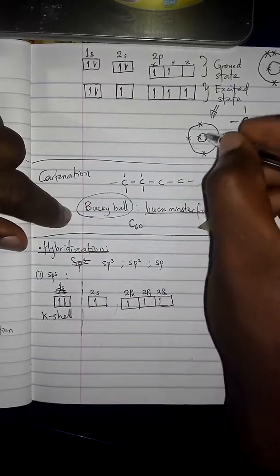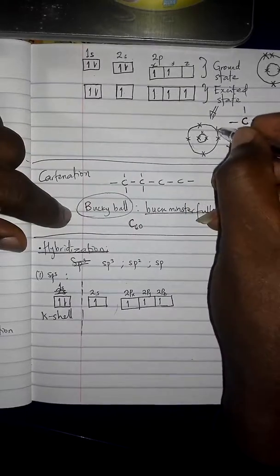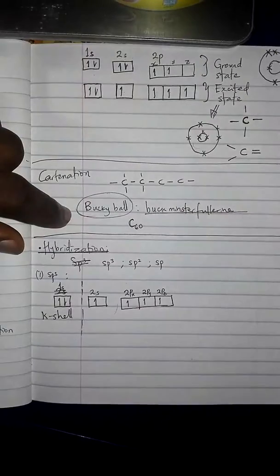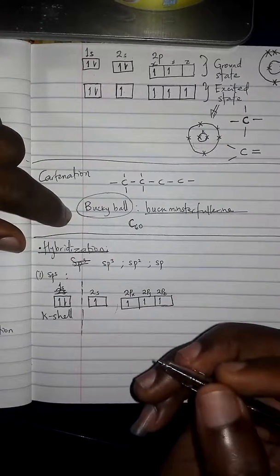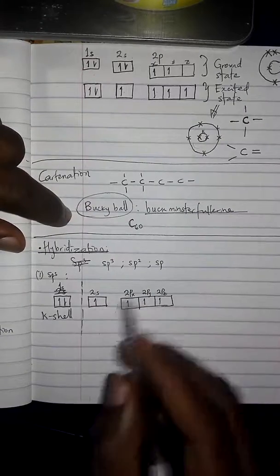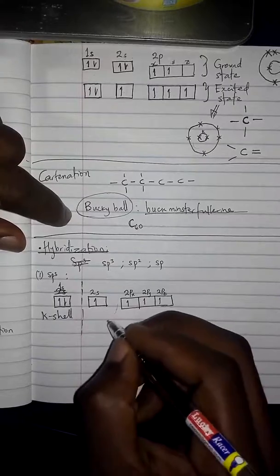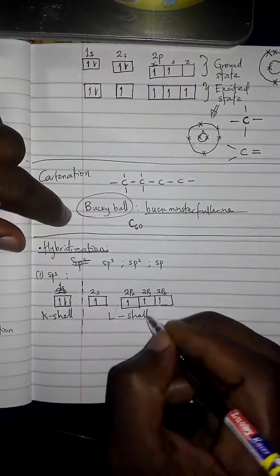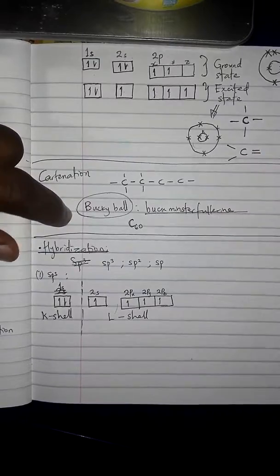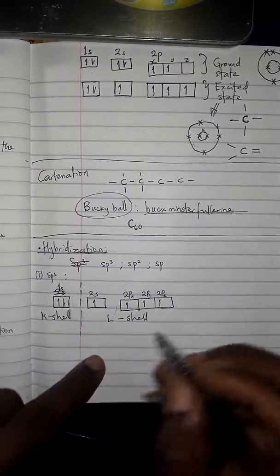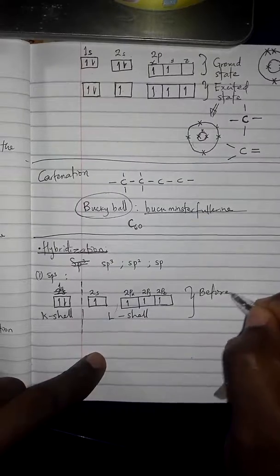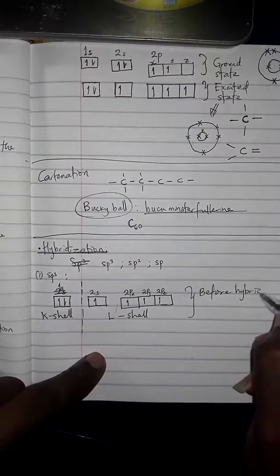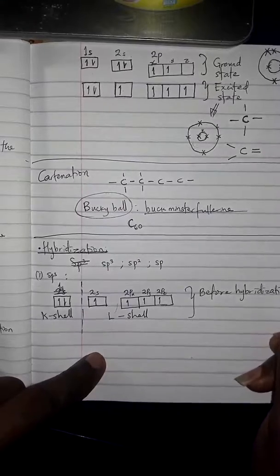All right, you know what this means now. This is the K shell, this is the L shell, the next one is the M shell, and so on and so forth for other elements. For these two, this is actually the L shell. Everything here is in the L shell, as you have seen previously. So this is what it looks like before hybridization. Before hybridization happens, everything is going to be like this.